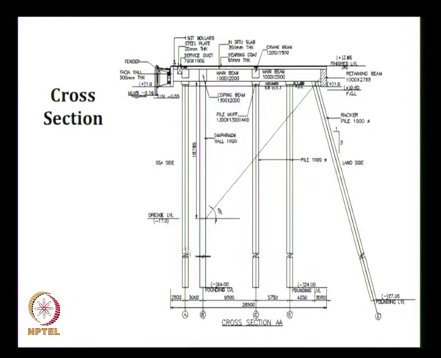L is from the fixity point to the top. The fixity point for this is here, and for this is here. If LA is more than LC, more than LD, delta is equal to PL cube by 3EI. That means P is equal to 3EI delta by L cube. If L is more, P is less. The P will be less here and this will be slightly more than that and this will be slightly more than that. That is why the force here will be more compared to this point as well as this point.